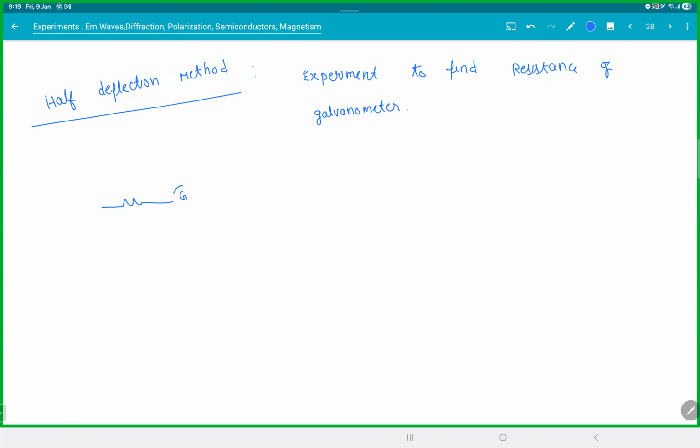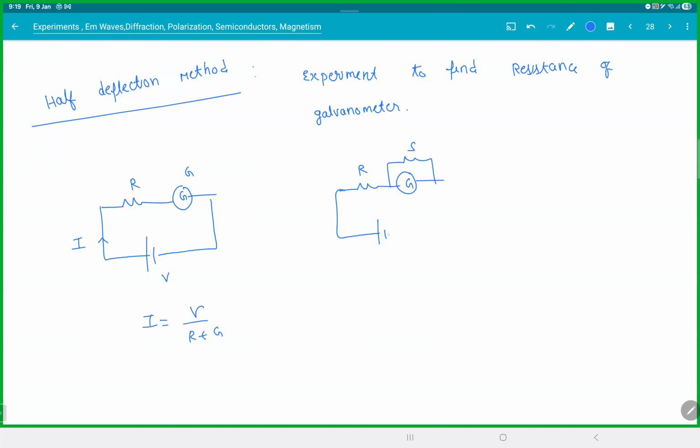First you take a galvanometer, put it to a battery. Voltage V, R, and this is G for the galvanometer. You will get some current I, V by R plus G. Then you take a shunt resistance and keep it in parallel to the galvanometer. The shunt resistance value you can keep adjusting. So your job, you keep on adjusting the value till the current in the galvanometer becomes half. That's why it's called a half deflection method. They can also play like this, 1/3 deflection method, means current becomes 1/3.